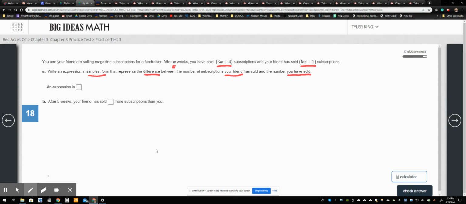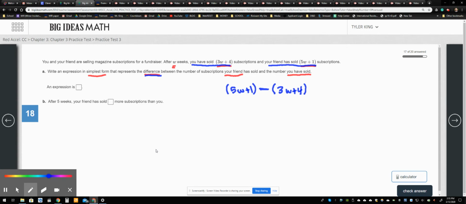Okay, so a couple of things, and maybe I'm reading too much into this, maybe not. We want a difference, so it means we're doing subtraction, but they listed your friend first, so I would put 5W plus 1 because that was your friend's amount of subscriptions, and then you were second, so we're going to put you second at 3W plus 4 because that was the amount of subscriptions that you have sold after W weeks.